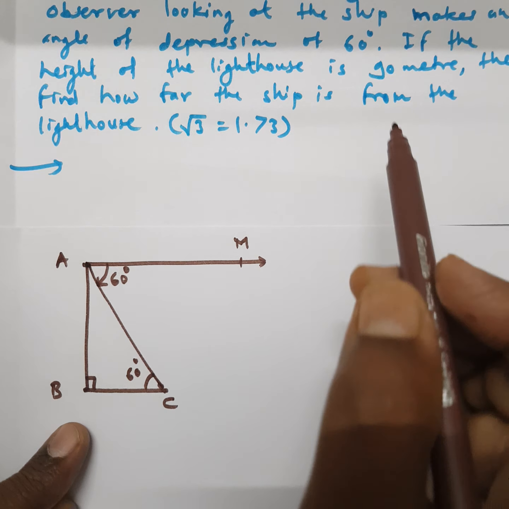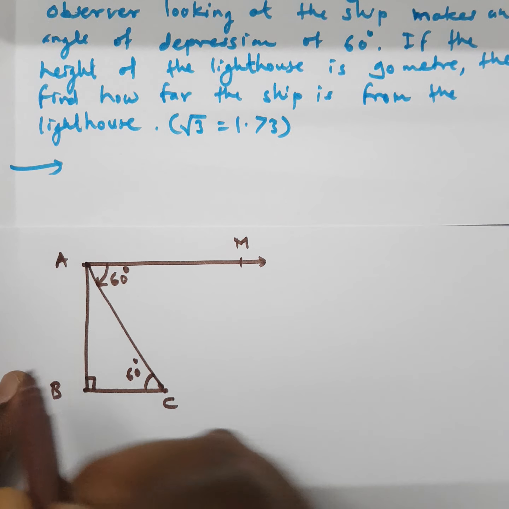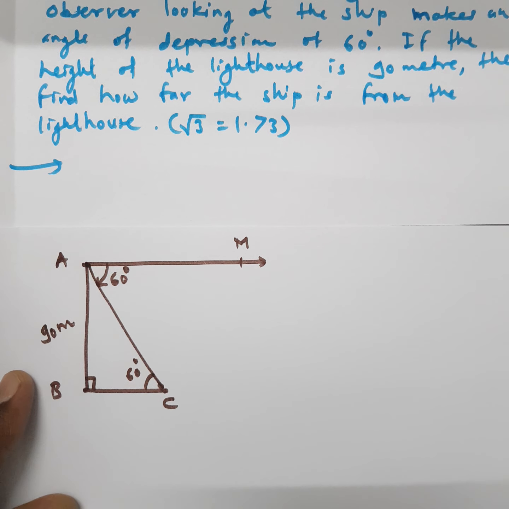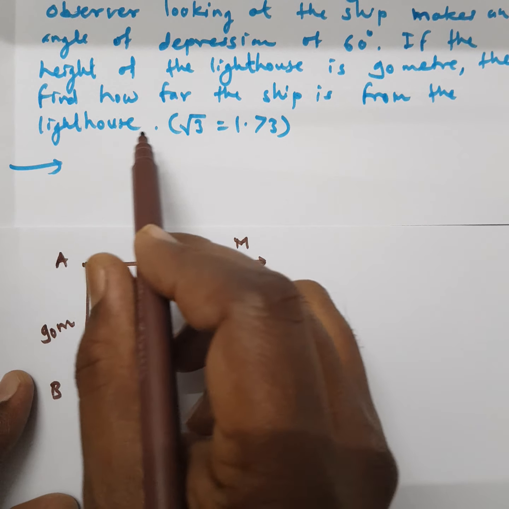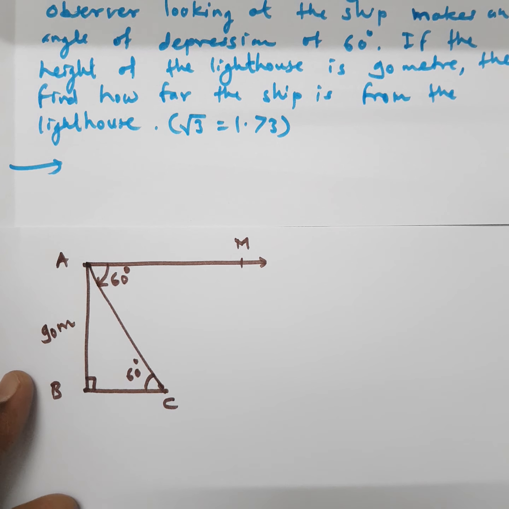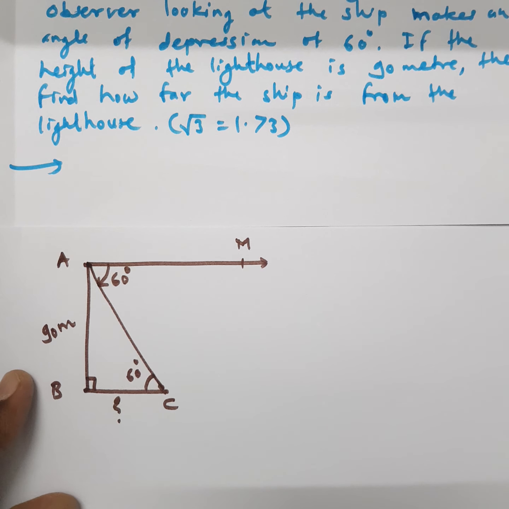Here, if the height of the lighthouse is given as 90 meter, then find how far the ship is from the lighthouse. We have to calculate length BC in triangle ABC. First, we will write about this figure.